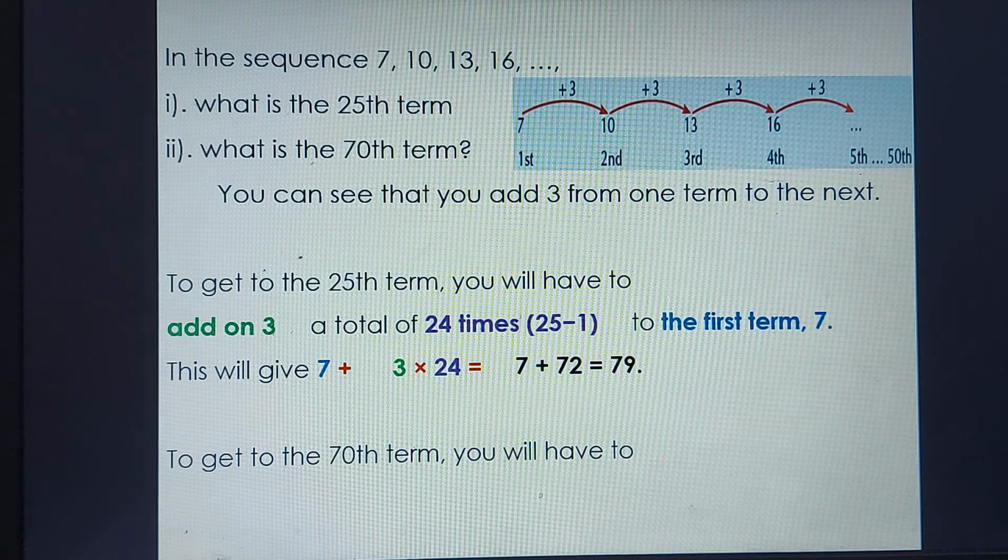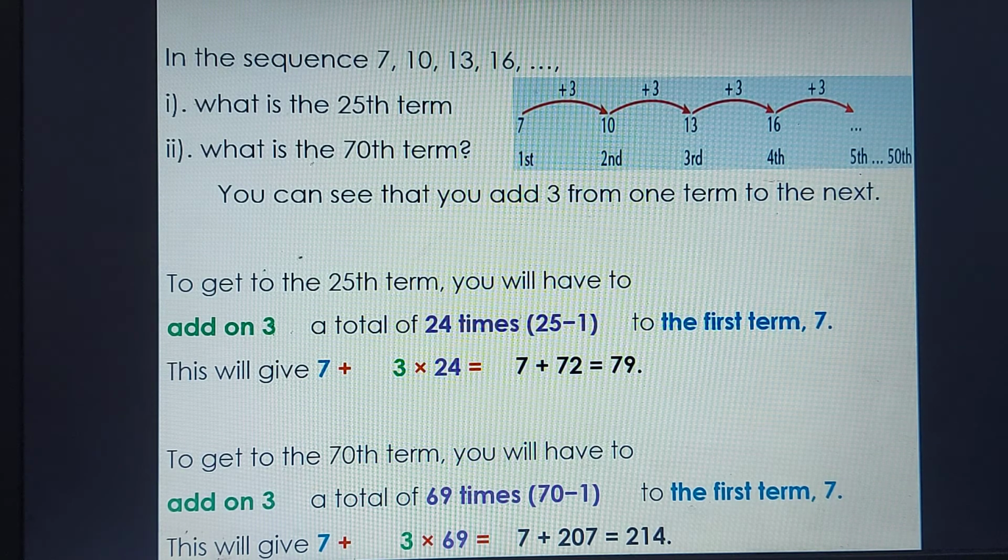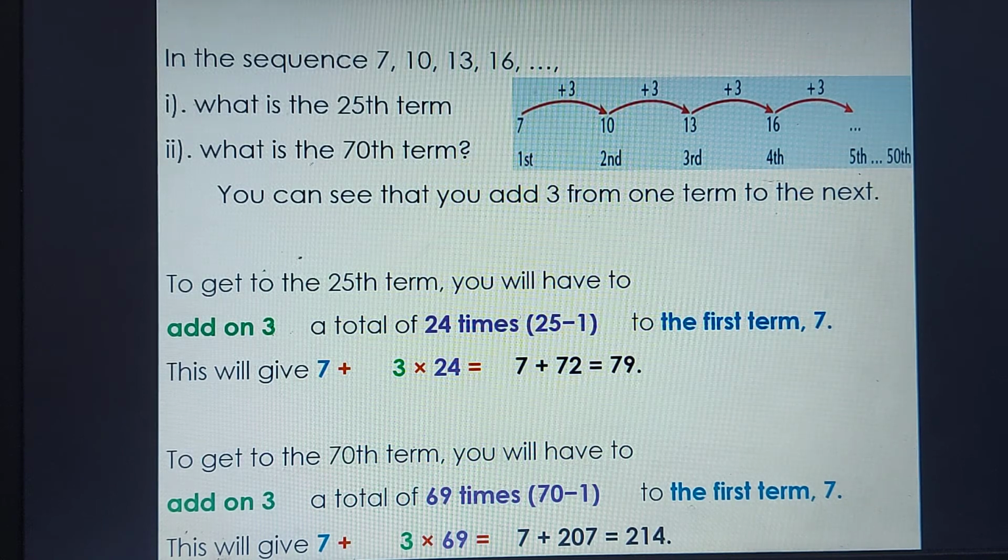Also, to find the 70th term, remember you need to subtract 1. 70 minus 1, that's 69. You will need to add on 3, a total number of 69 times to the first term, 7. So that is 69 times 3, 207, plus the first term, which is 7. That is 214. All right?